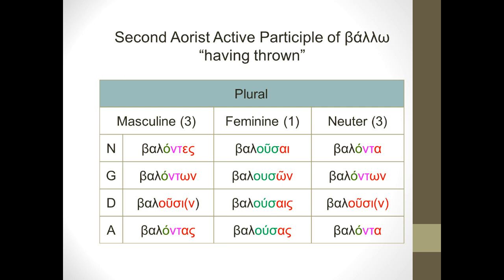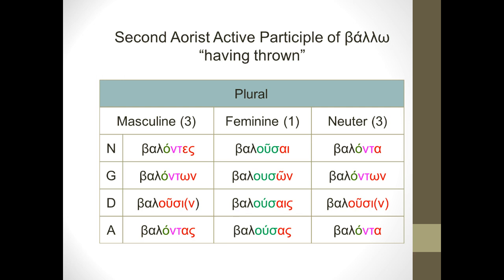Looking at the plural, again, these are the very same endings that we had in the present tense, only these are for second aorist verbs. Again, notice our verb with the internal change without the augment. Beginning with the nominative we say balontes, balousai, balonta, balonton, balouson, balonton, balousin, balousais, balousin, and then balontas, balousas, and balonta.